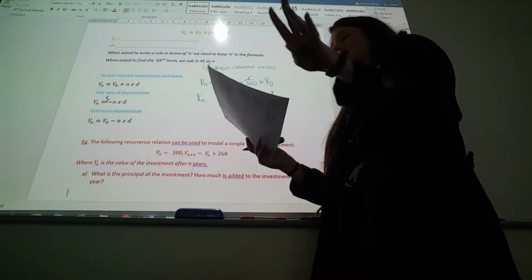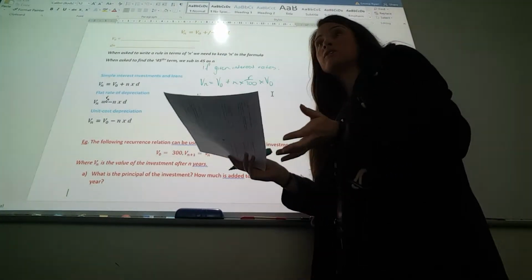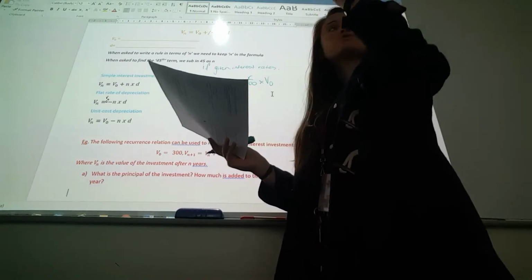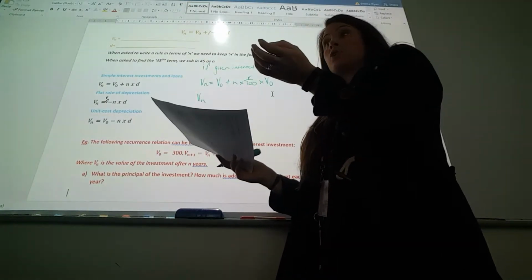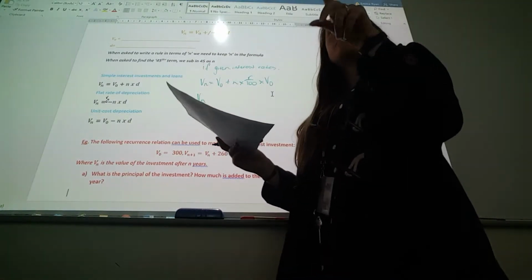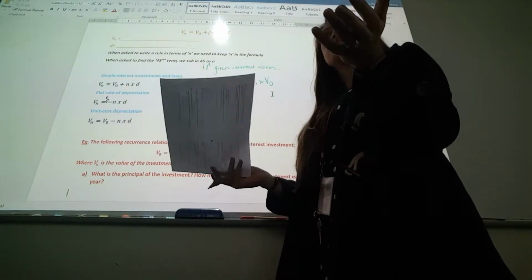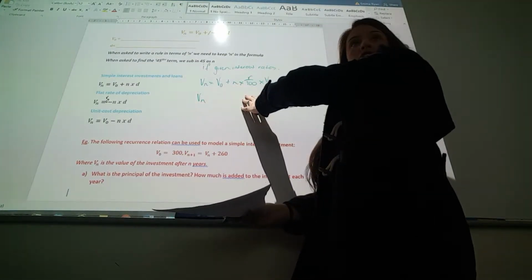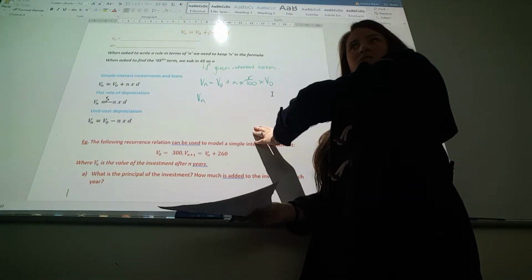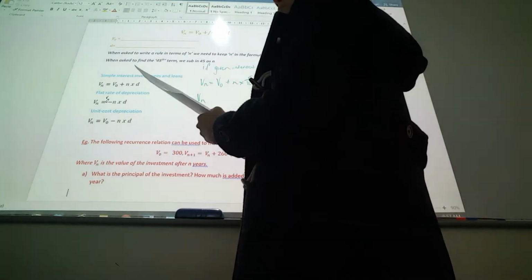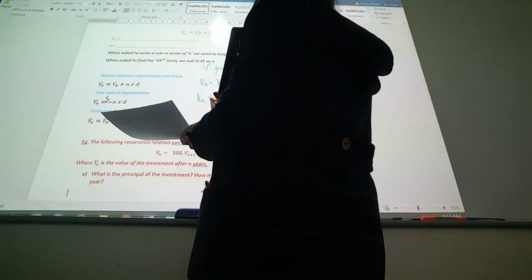Some of them won't say, you might be given a recurrence relation and you'll be able to tell what it's going up or down by because it will be written in the recurrence relation. But if it's saying it's going up by 4.5% or going down by 6%, this is what we need to use. Does that make sense? We'll go through some examples as well.